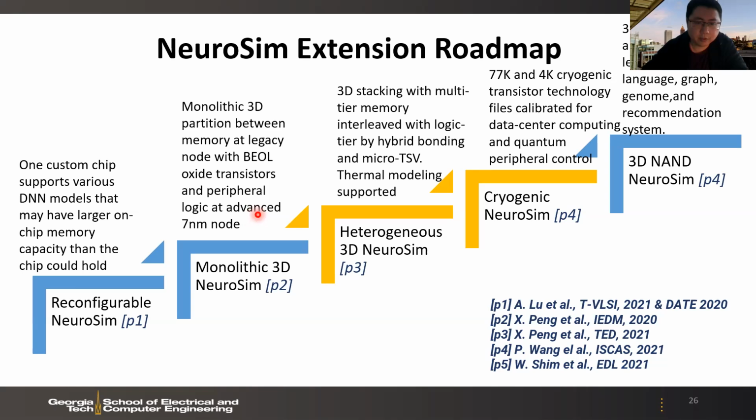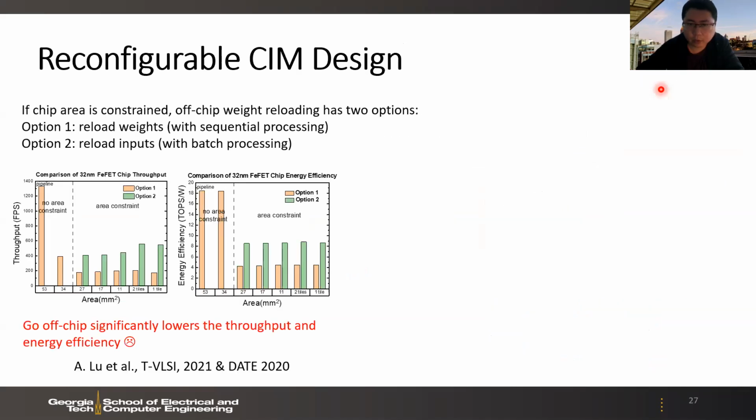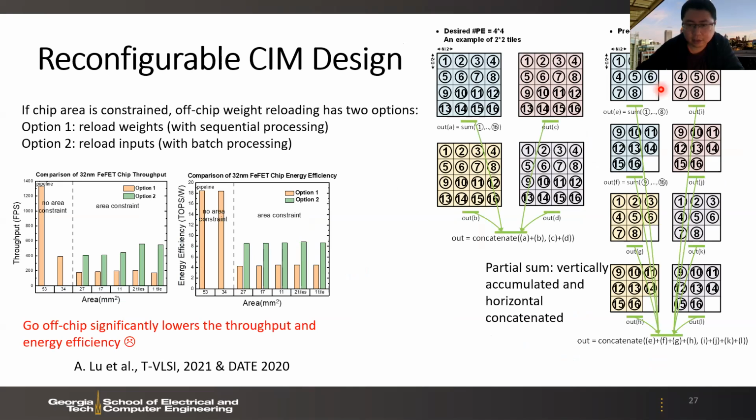The second one is that we believe the future is all about 3D integration, and we support monolithic 3D and heterogeneous 3D. And then recently, we also became interested in cryogenic operation to design accelerators, especially for the data center at lower temperature to boost the performance. And finally, we believe the only way to address the large, gigabyte model problem is 3D NAND implementation, because that's the only high density memory we can use for computing-in-memory. I will give one short introduction about each of those extensions.